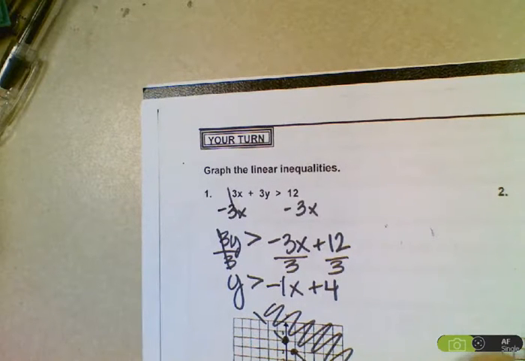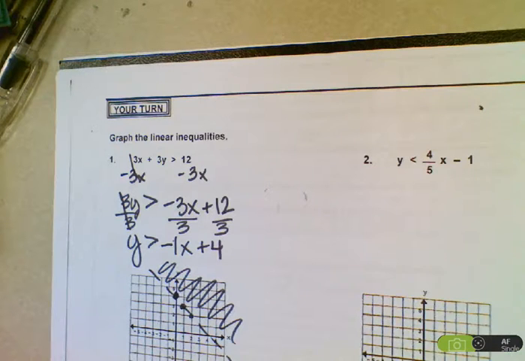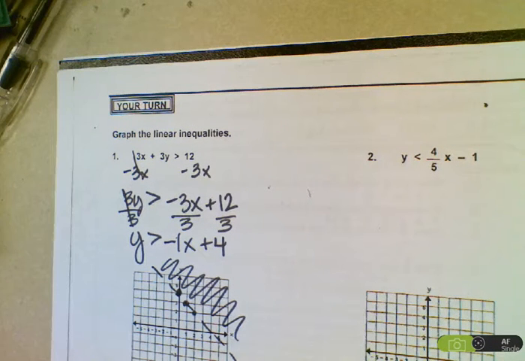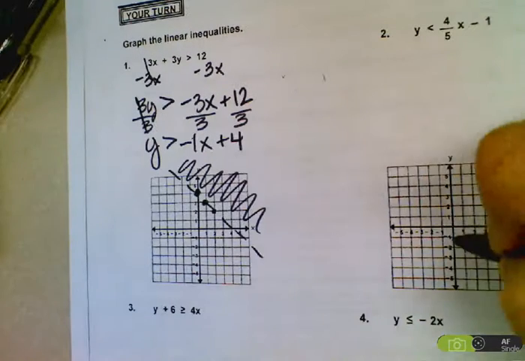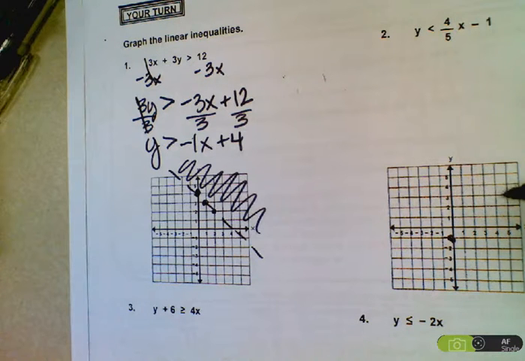Okay, number 2, we're going to start where? Where is -1 on the y-axis? It's going to be right below the middle there. Good point. Very good. Okay. Now my slope is 4 over 5, so I'm going to go up 4 and over 5.